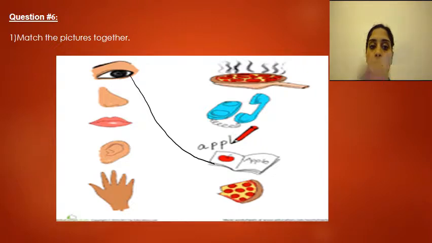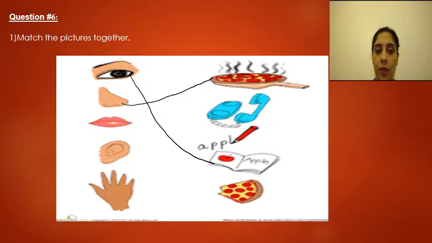When we want to use our nose, definitely we will use the sense of smelling. We smell delicious food. We smell the perfume, we can smell the flower. Here we have this pizza. It has a delicious and yummy smell. It feels so good.